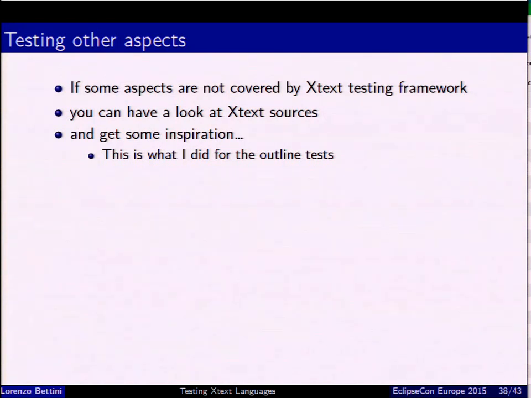If there are no base classes, what I would suggest is to have a look at the Xtext sources. Xtext has a huge test suite, I think tens of thousands of tests. So they test basically everything, and you can get some inspiration. That's what I've done for the outline test. I saw something in the code base and I adapted it.